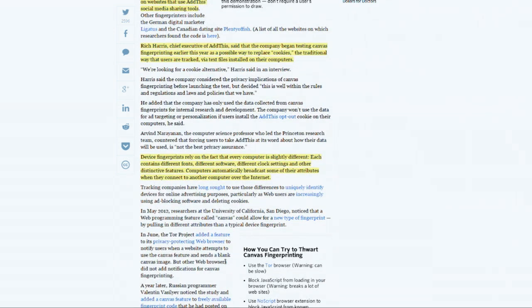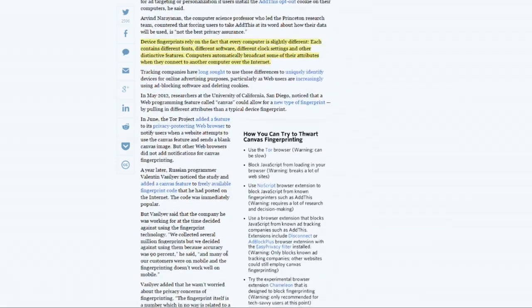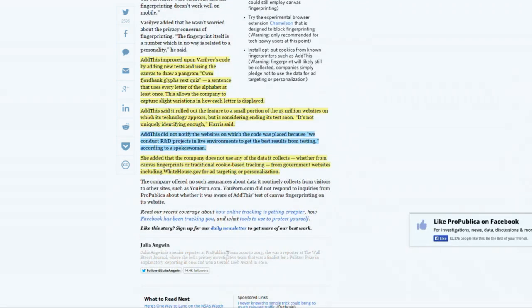They do say a little bit about how device fingerprints rely on the fact that every computer is slightly different. Each contains different fonts, different software, different clock settings, and other distinct features. Computers automatically broadcast some of their attributes when they connect to another. Well, that's crap. It depends. Like if you had a bunch of systems deployed from the same Windows image, all the computers at a company would be mostly the same as far as what fonts they have. They say AddThis improved upon some previous code by adding new tests and using Canvas to draw a pangram.